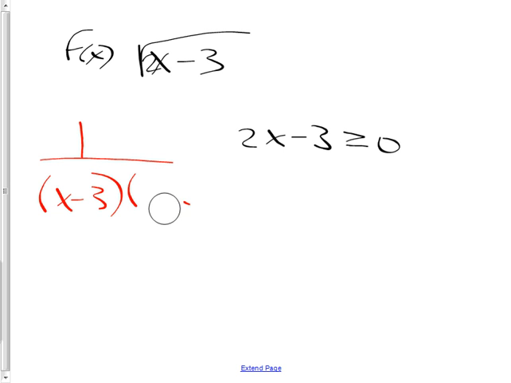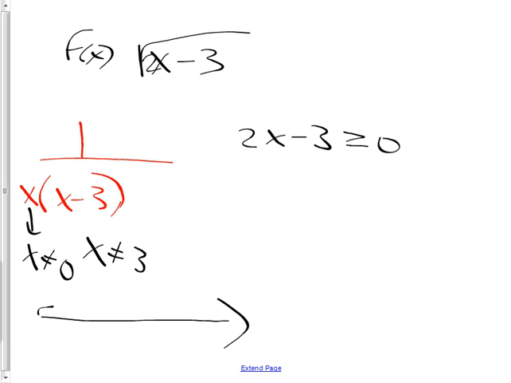Here's a weirder one. There. And you'd set things on the bottom. X cannot be 3. And what's this one? X cannot be 0. So then I'd make my number line. Notice I'm making number lines a lot. You will be too. Can't be this, can't be that. Can be everything else.